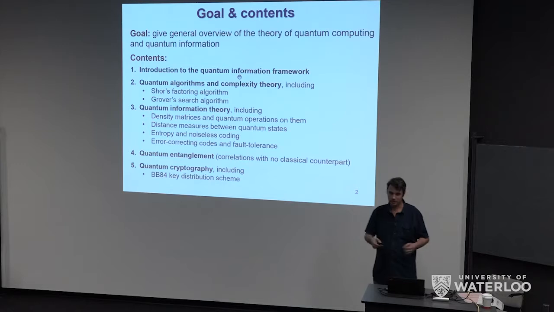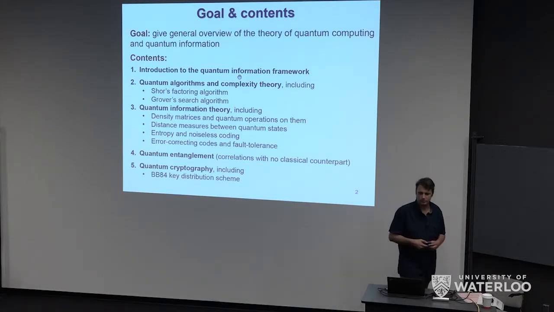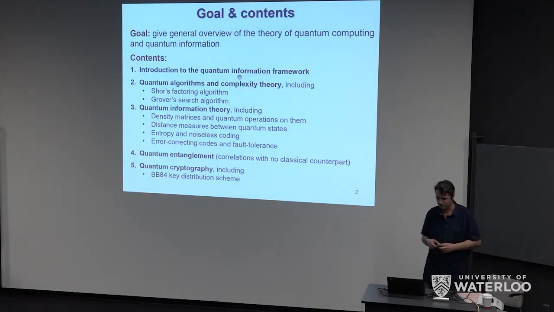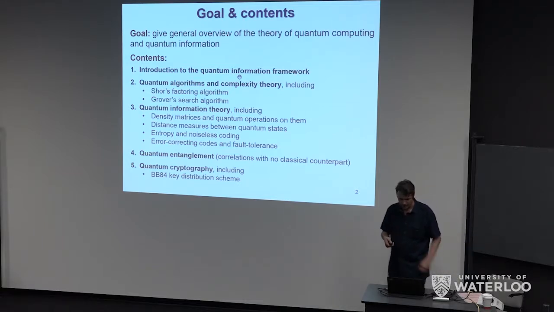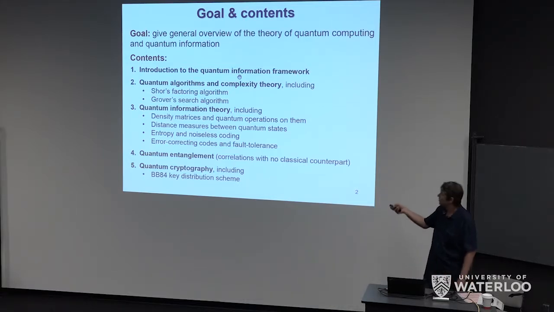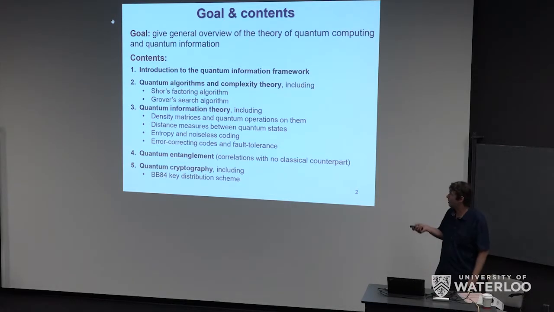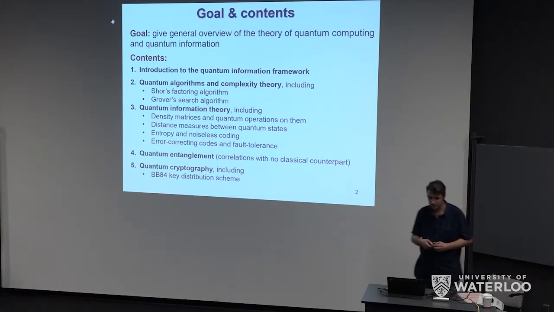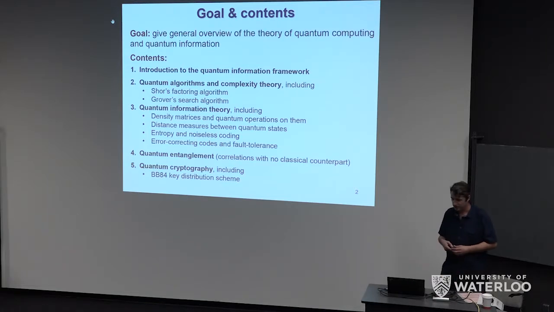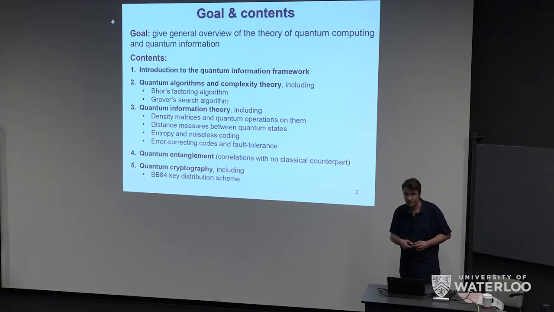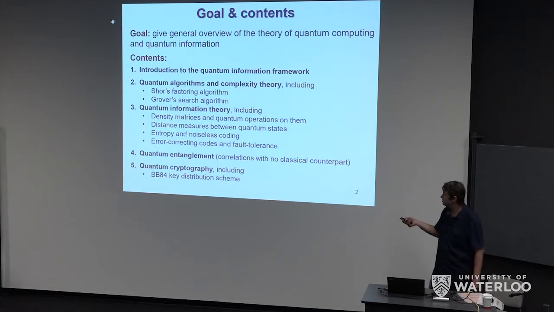So the goal of this course is to give a general overview of the theory of quantum computing and quantum information at the graduate level. So the contents will be: we'll start off with an introduction to the quantum information framework. And this will include some study of quantum algorithms and quantum complexity theory, such as Shor's famous factoring algorithm and Grover's search algorithm.